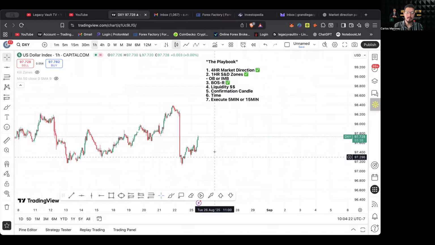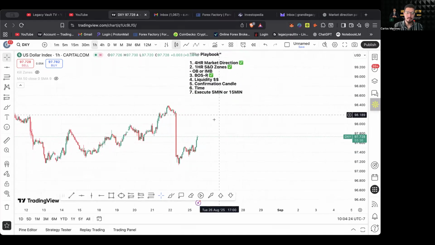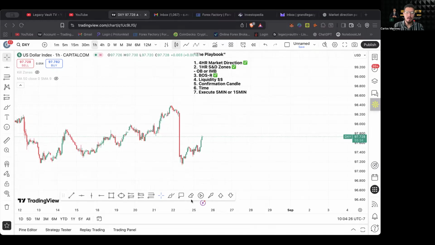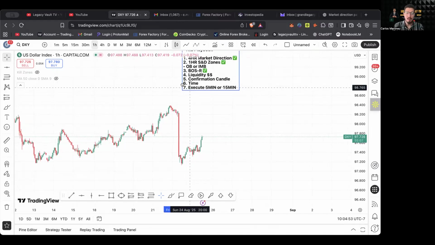So let's see here. Let's go ahead and define and spot the differences. A break of structure shows that order flow is strong and the market is likely to continue in that direction. Now let's look at a break of structure before we dive into the retest. How can you spot a break of structure?